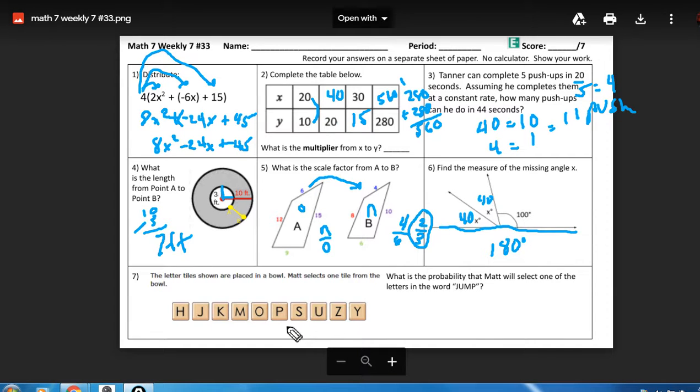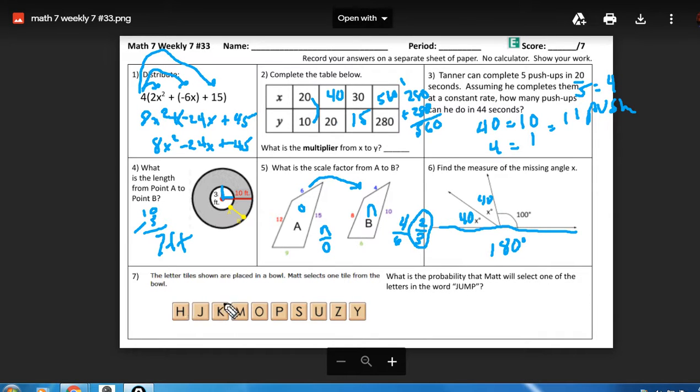Oh boy, here we go. I got a question. The letter tiles shown are placed in a bowl. Matt selects one of the tiles from the bowl. What is the probability that Matt will select one of the letters in the word jump?